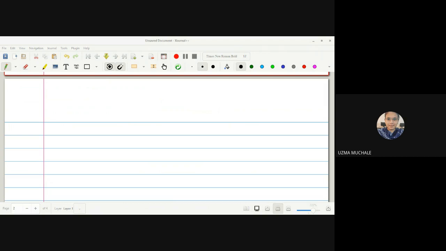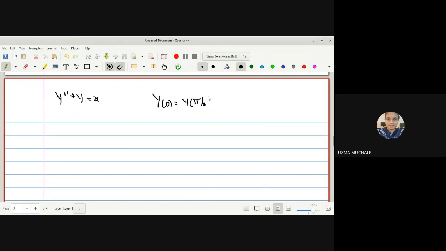y double dash plus y is equal to x. And what are the boundary conditions? y of 0, y of pi by 2 is equal to 0.